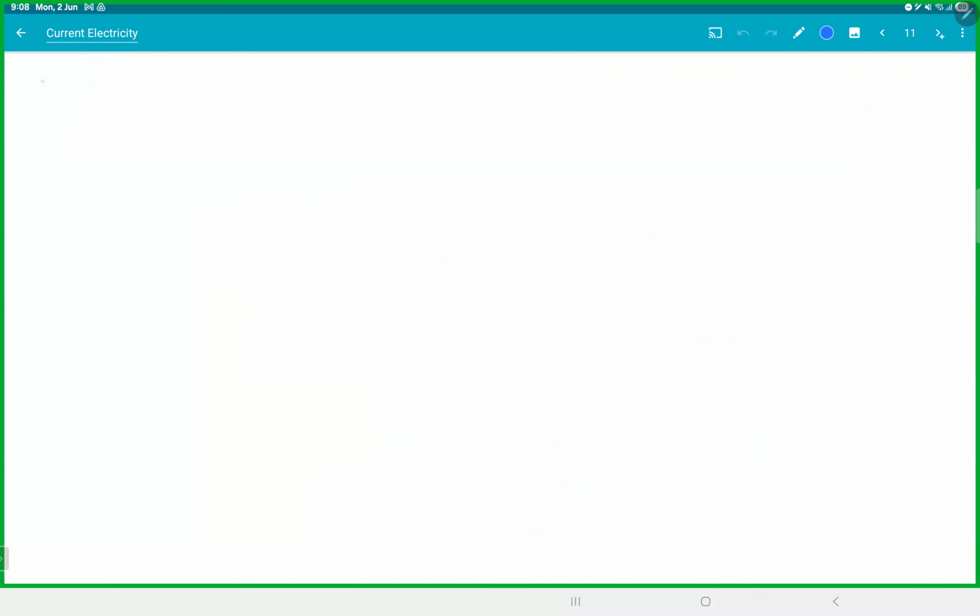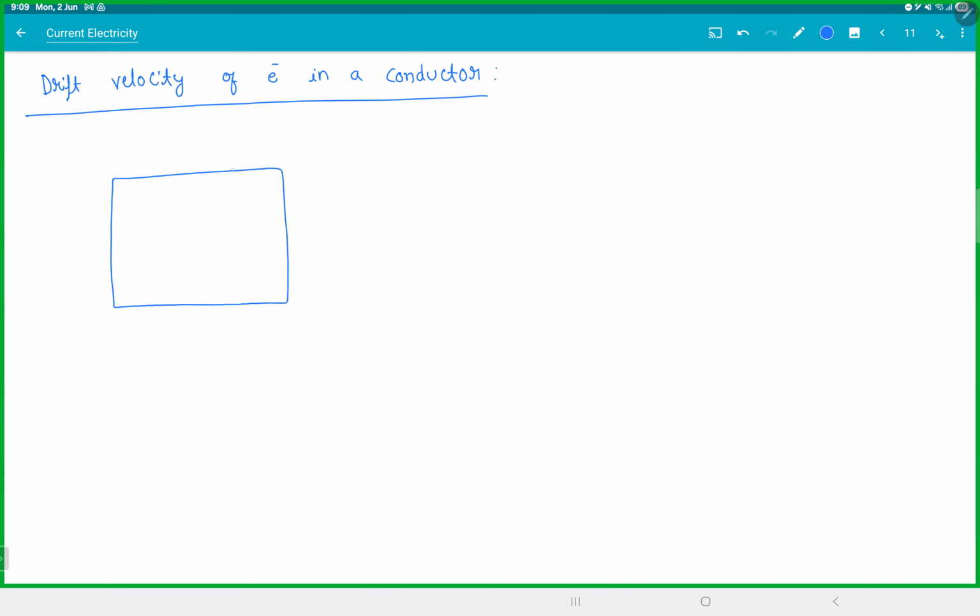Next thing. Drift velocity. Now, if you take a conductor and if you just observe the electrons inside, you will see these electrons are just moving in random directions. Getting it?